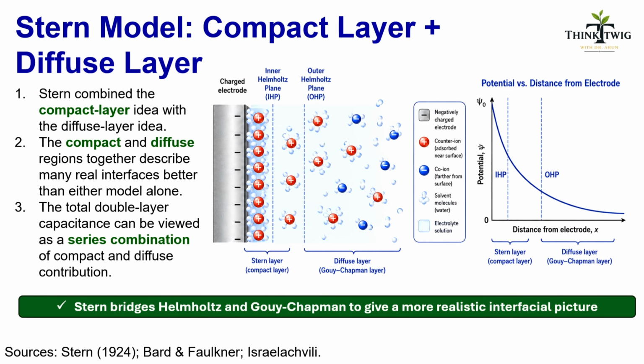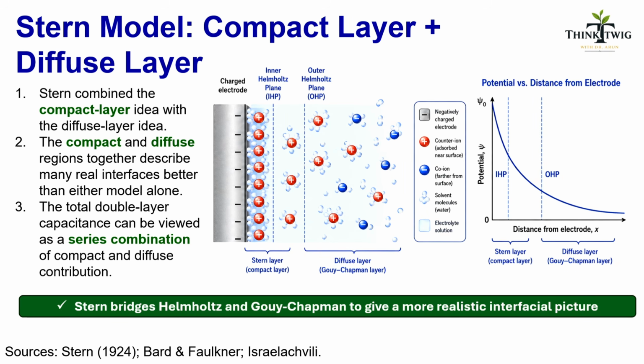The Stern model combines the Helmholtz and Gouy-Chapman pictures. Very close to the electrode, it includes a compact region, and beyond that compact region, it includes a diffuse layer. So the ions nearest to the electrode are treated differently from the ions further away, and the potential first decreases across the compact region and then continues to decay through the diffuse region. This gives a more realistic classical description of the electrode-electrolyte interface.